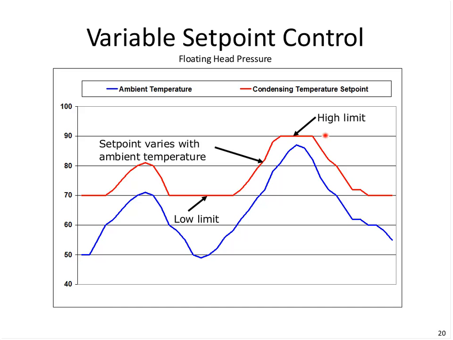So if you grab your arrow, and let's say we're here on the ambient temperature being about, oh, it looks like 87 degrees or so. If this was the ambient, put the arrow where you think the actual condensing temperature would be. And here's a hint. It's above the high limit. Let's say this condenser has about a 10-degree approach. There we go. Perfect, Tom.